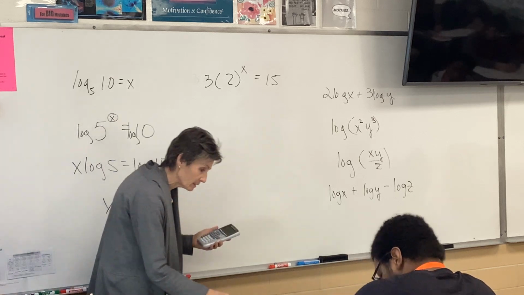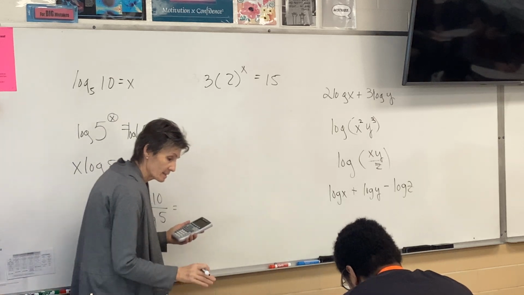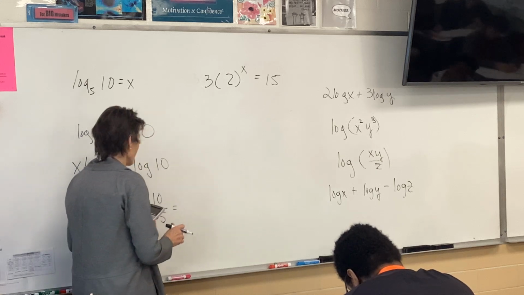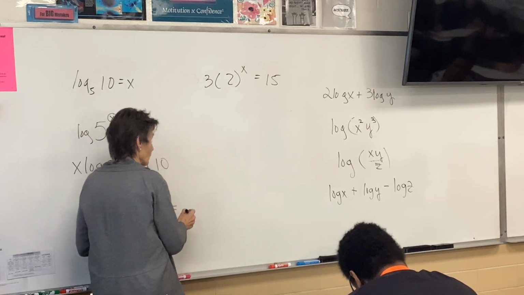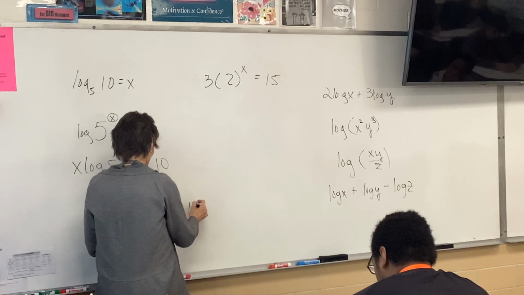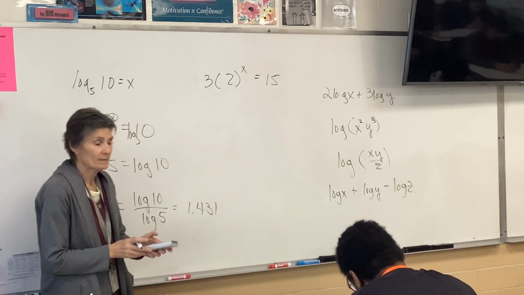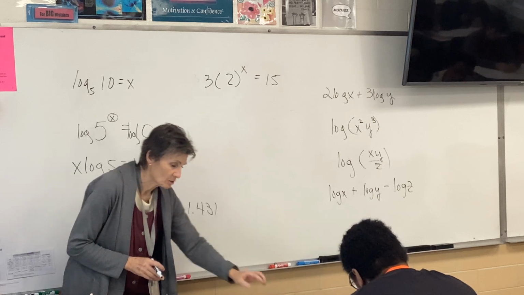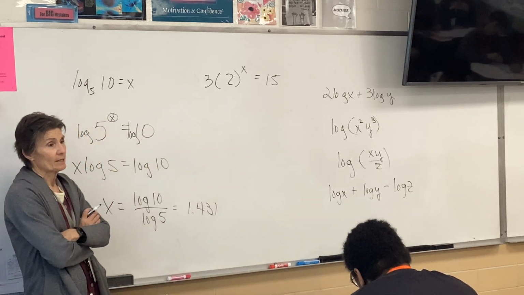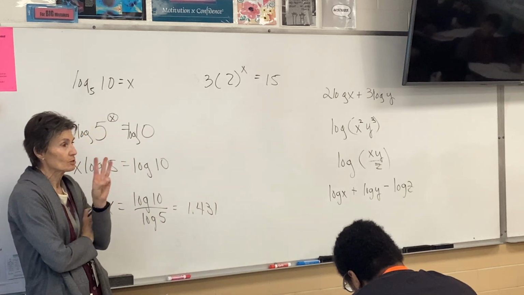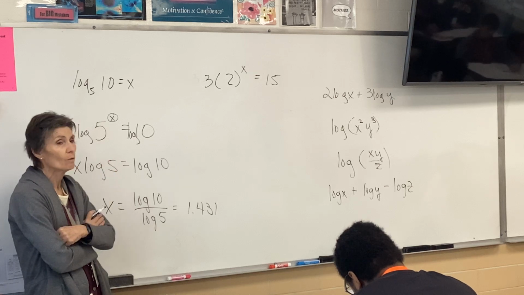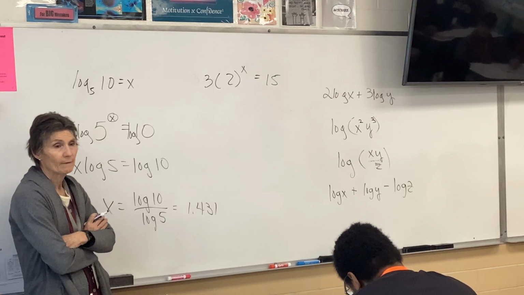Now how am I rounding? Doesn't say. Let's go to the 1,000th. I think that's what it said yesterday. So 1.431. We just gotta read those directions. I promise there'll be directions on the test. So we just gotta do whatever it says. So 1,000th is 3 places, 10,000th is 4, hundredths is 2.